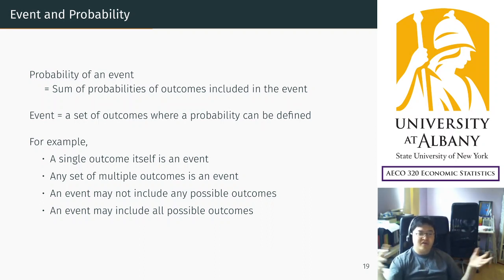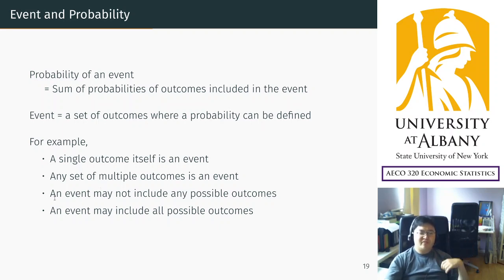And you may include multiple outcomes. Any set of multiple outcomes is an event. Even numbers can be an event. Odd number, of course, is an event. And you may choose any numbers, like numbers greater than 3, which is also an event. So any combination of outcomes can be an event. And also, a little bit strange, an event may not include any outcome.